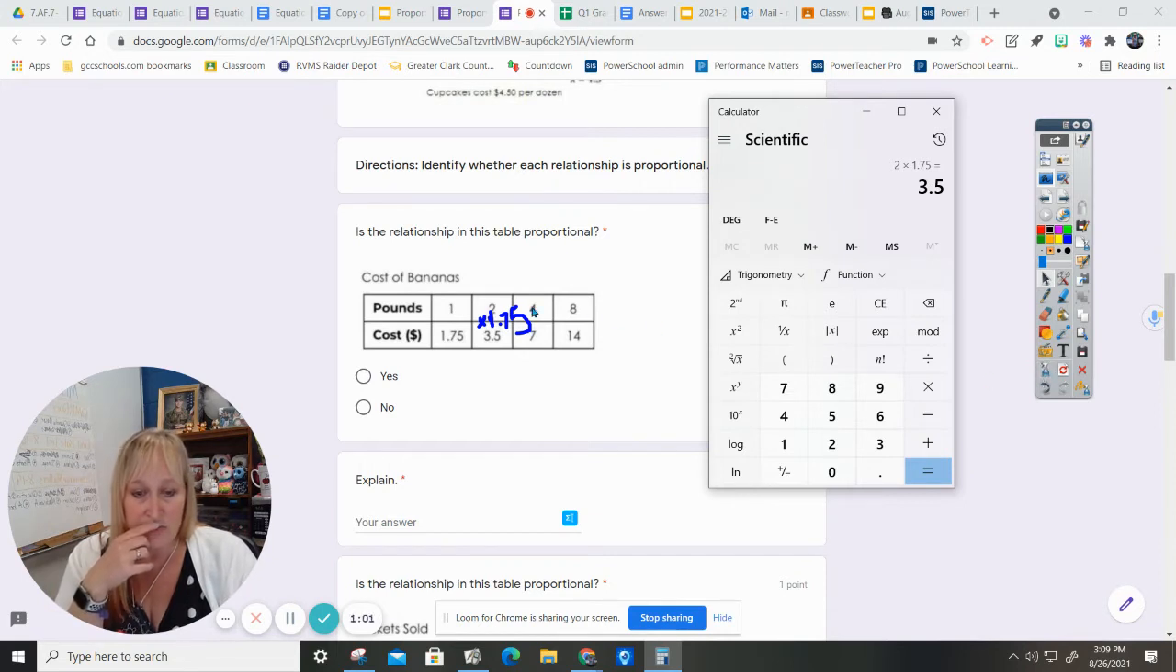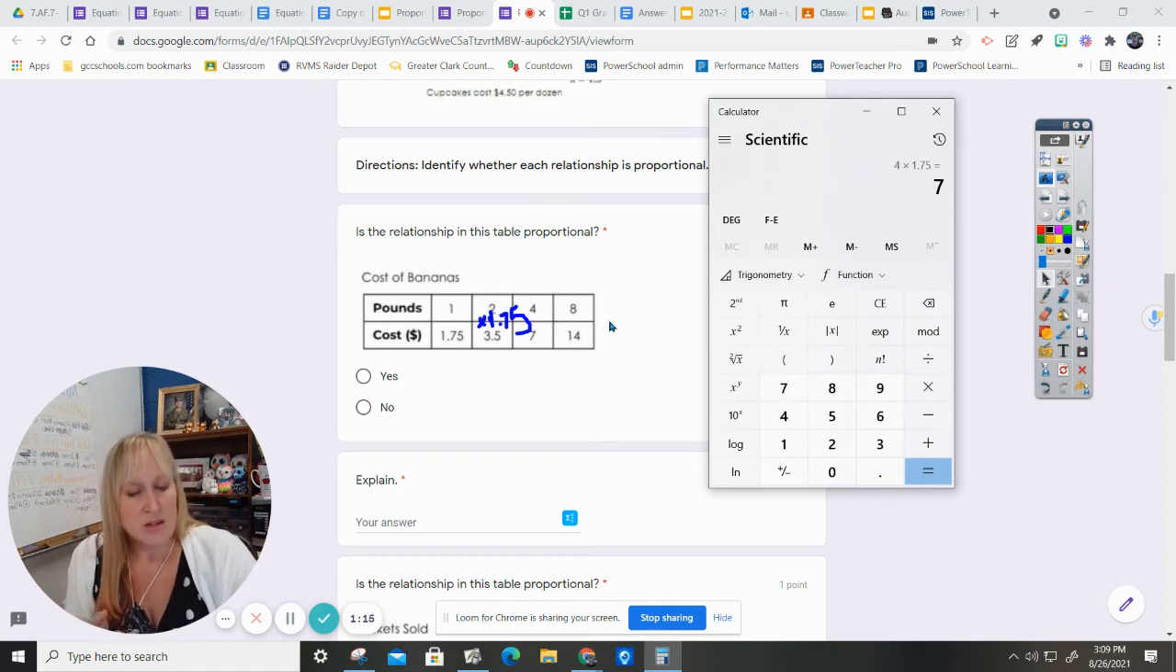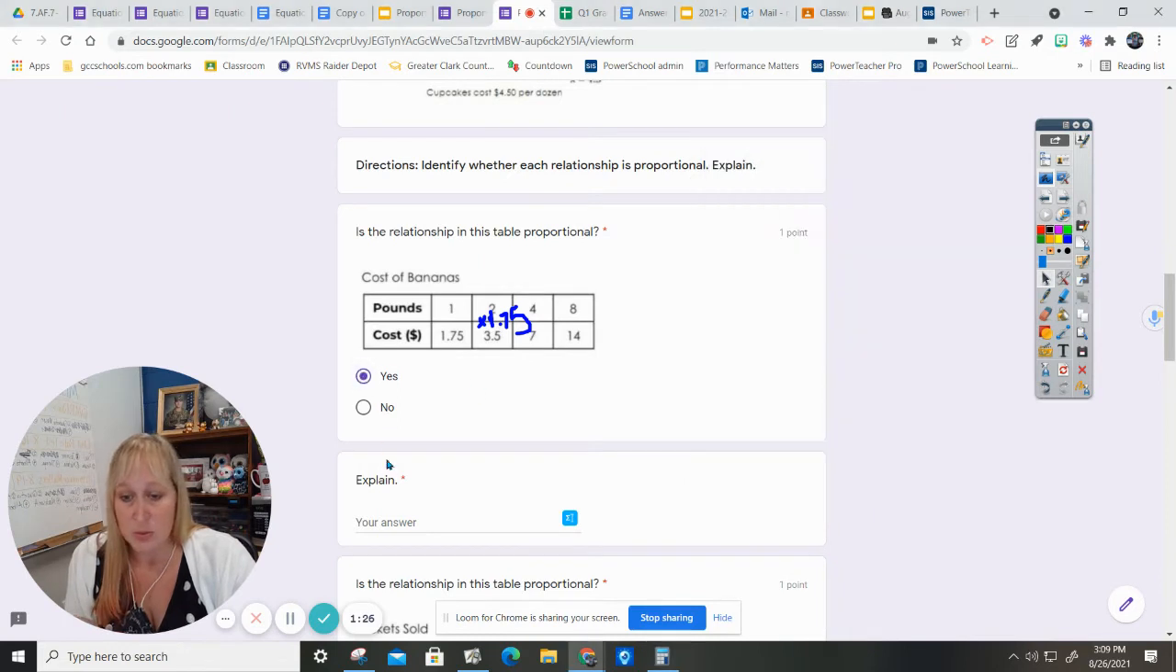Let's check it with 4. So my hypothesis is 4 times 1.75. Does that give me the 7? Yes. So that is also a proportional relationship of 1.75. I do not know about 8 and 14, so 8 times 1.75 is 14. So yes, this one is proportional. How do I know this?